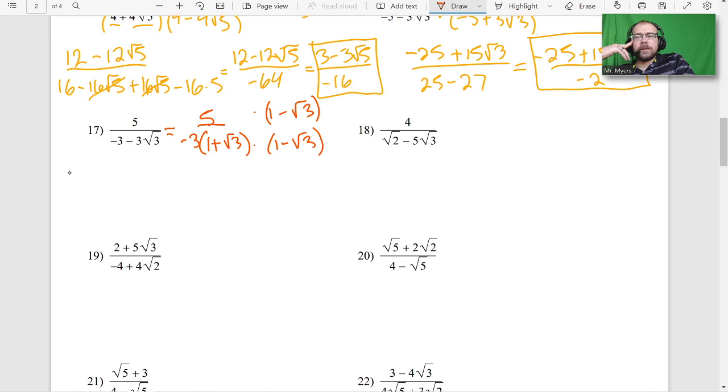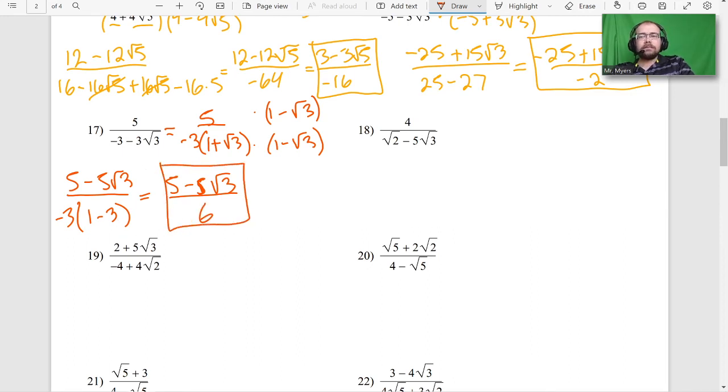So on the top, distributing 5, okay? Minus 5 root 3 over negative 3, okay? And then I'm going to have a parentheses. I'm going to FOIL that out. 1 times 1. Root 3 is 3. 1 minus 3 is negative 2. Negative 2 times negative 3 is positive 6. Right? So 1 minus 3, negative 2 times negative 3, positive 6. And that's as far as we can go, actually.